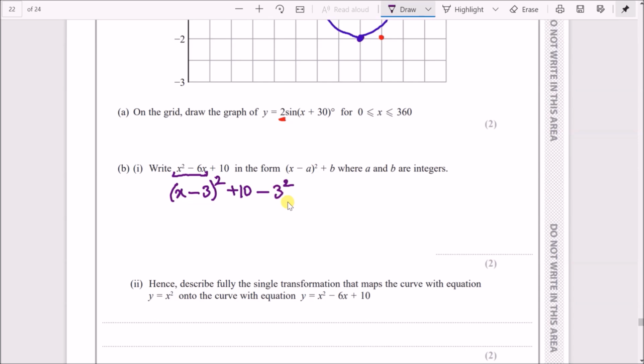And you're done, guys. And now we just combine the plus 10 and minus 3 squared. Well, in your calculator, plus 10 minus 3 squared, which is 9. So 10 take away 9 is 1. So our final result would be (x minus 3) squared plus 1. And that's it. You complete the square.